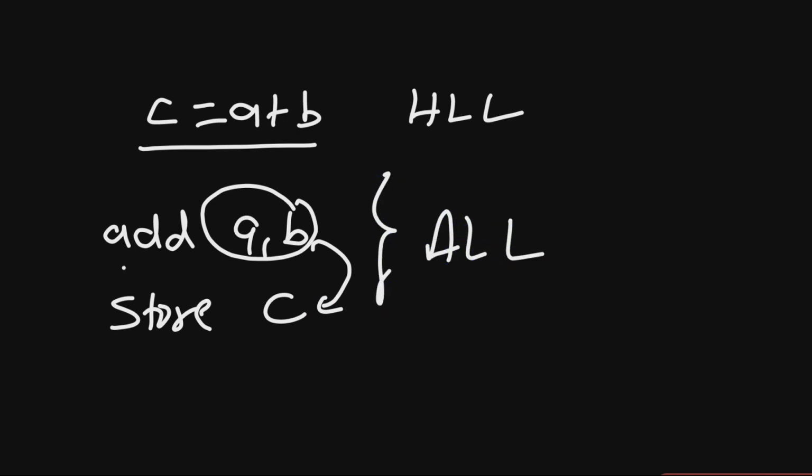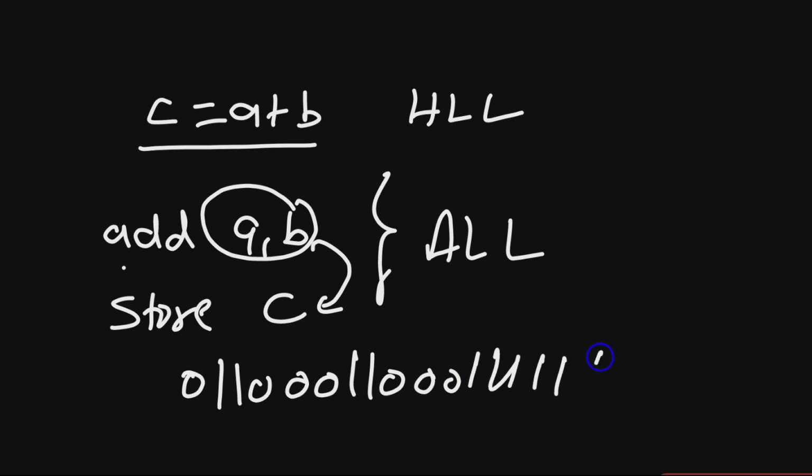If I write the same statements in machine level language, it might be like this. I am not sure about it. I am just writing zeros and ones like this. This is the machine level code. So which one is easier to write? This one. Obviously high level language is very easy to write.